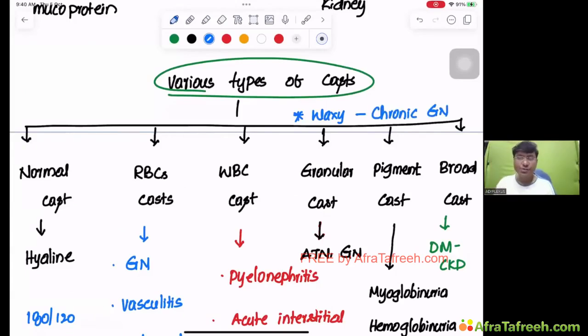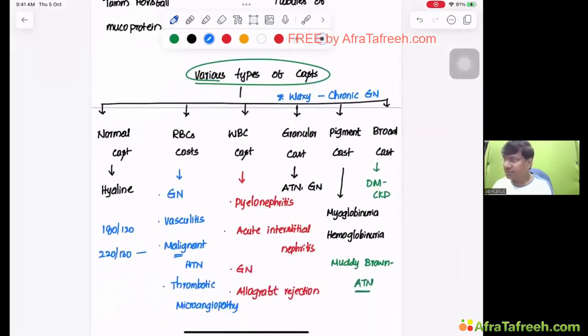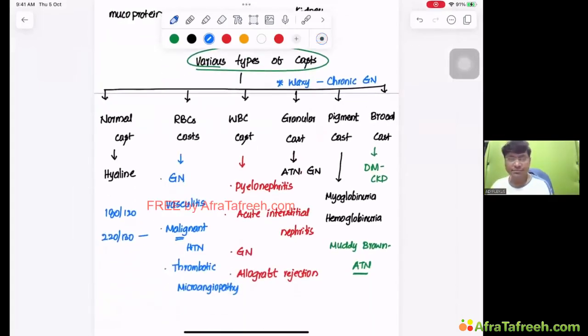Okay, so basically you should remember what exactly is the cast. If there is presence of the cast within the urine sample, what should you think of? You should think of the pathology in the kidney, that is in the distal convoluted tubule and collecting duct. And the cast is basically the clumping, aggregation of the proteins. Predominantly it is Tamm-Horsfall protein, and occasionally there can be presence of albumin. And these are all the various types of cast, right? Normal, RBC, WBC, granular cast, pigment cast, and then broad cast.